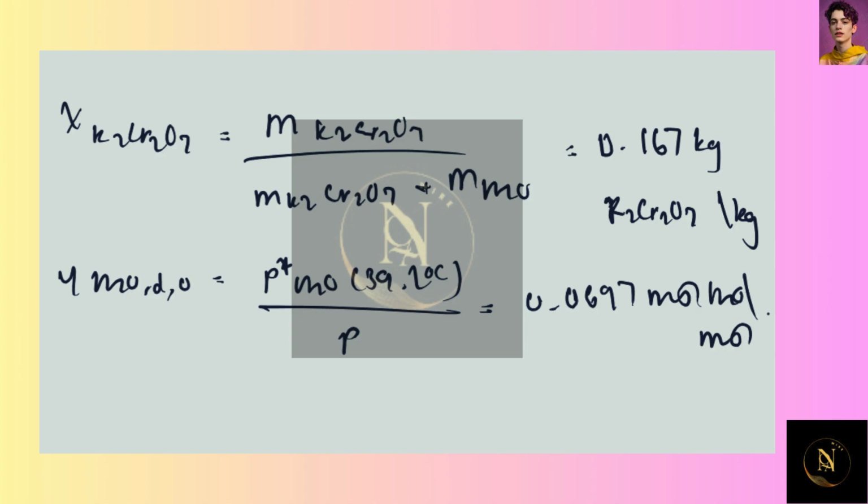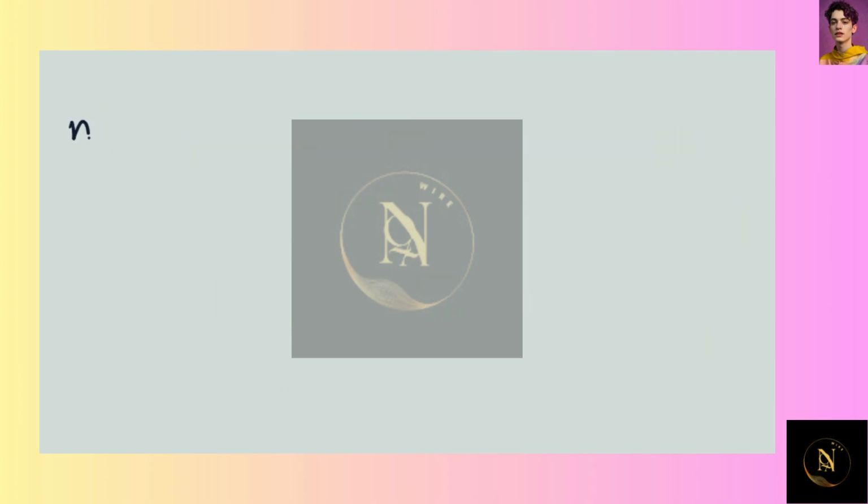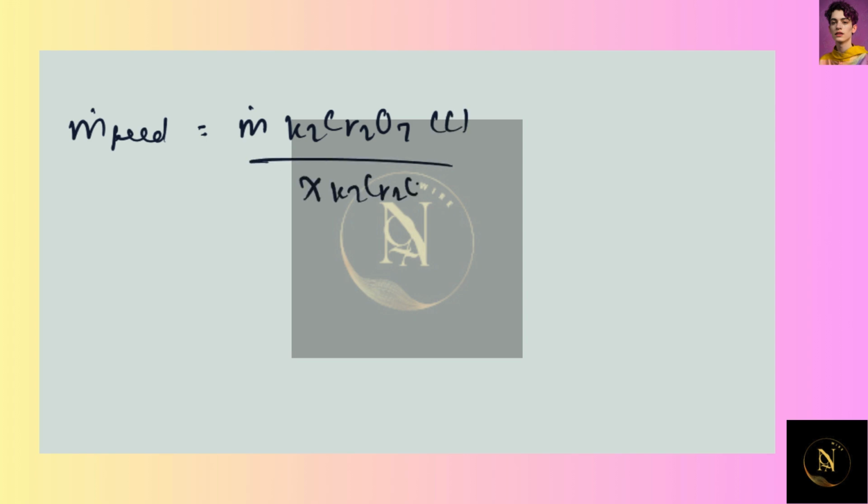So we have the mass flow rate of the crystals produced, that is 1,000 kilograms per hour, and the mass fraction of K2Cr2O7 in the feed solution, that is 0.21. So then our feed rate would be as follows. M dot feed is equal to M dot K2Cr2O7 crystals. Divide that by X K2Cr2O7 feed. We get a value of 4762 kilograms per hour.